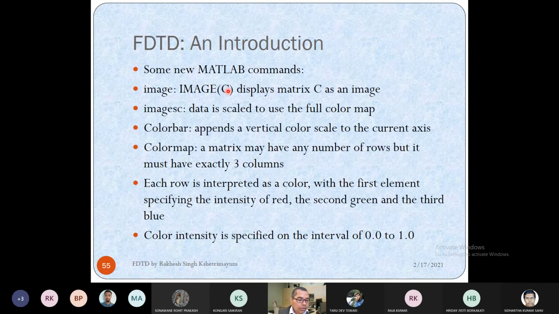So now you have to use different commands here. The command especially used here is called the image command, image C, where C is the matrix. Depending on what values this C has, you can observe the image of the field in real time. You can also have image scale. Image scale is for choosing which color gives you the maximum. For example, red is the maximum field.